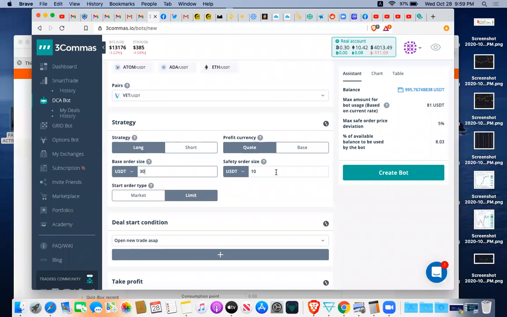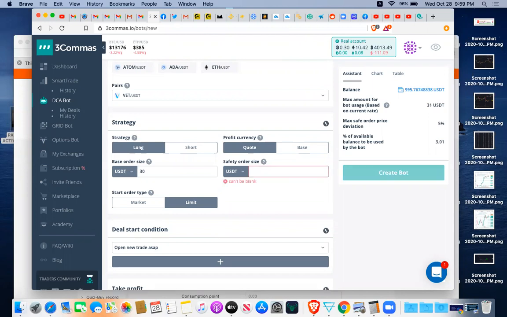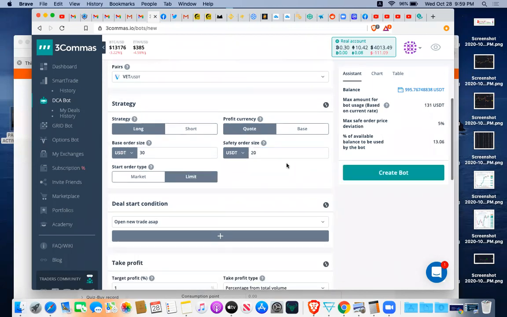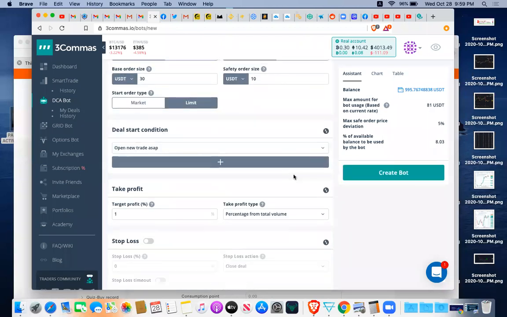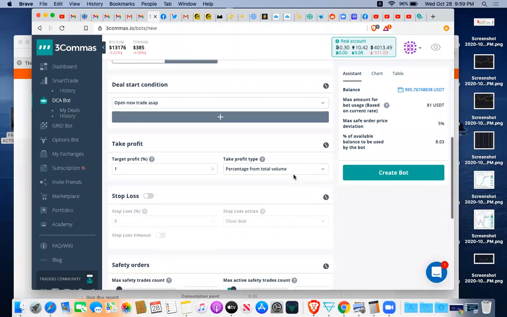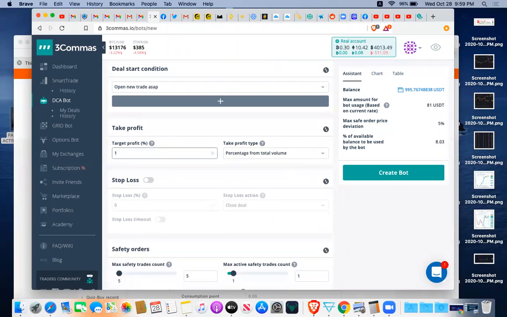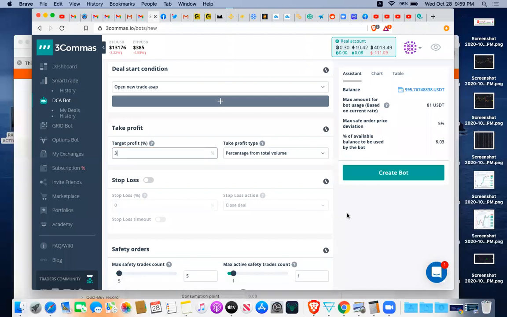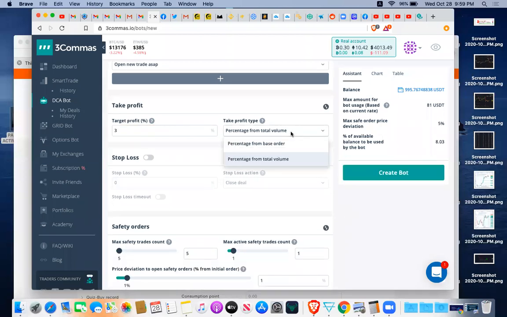Then subsequently, you have $100. Okay, so safety order, $10 or $20. Let's just say $20. Okay, let's call it $10 because of the amount of money you have there. Take profits at 3% on total volume.